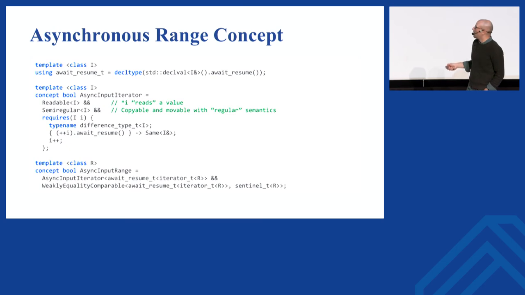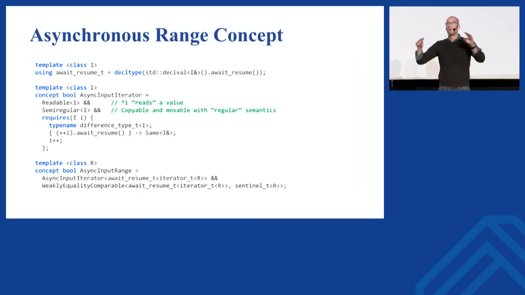So then I can define an asynchronous input range as when I call the iterator type of this range, it is something that I can await on, and when I await on it, I get something that is an async input iterator. I can also call end on it, and this is the type of end, the sentinel type. And I can compare that thing to the iterator type. And in code now, I have said what an asynchronous range is. This is in code, the requirements on those things that can be looped over with a for co_await.